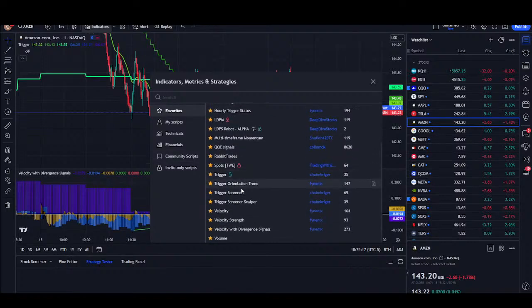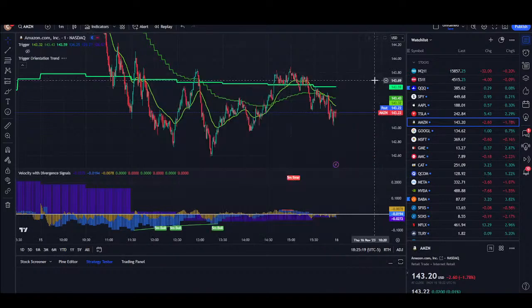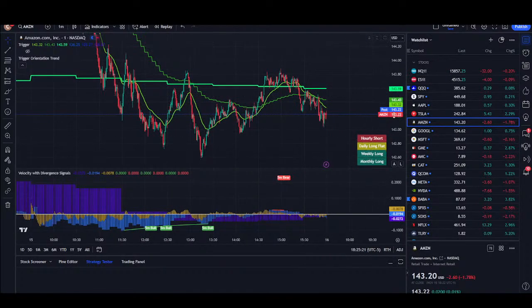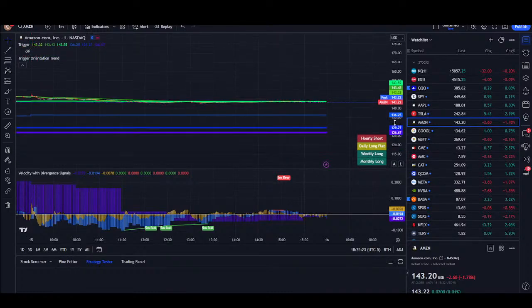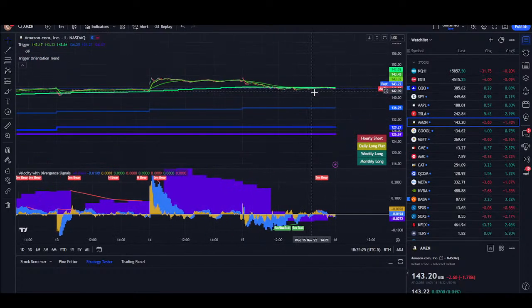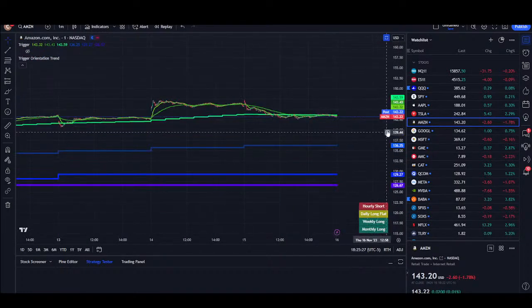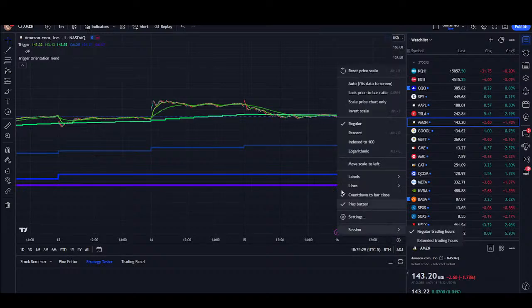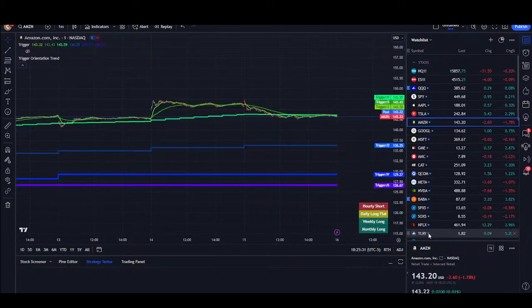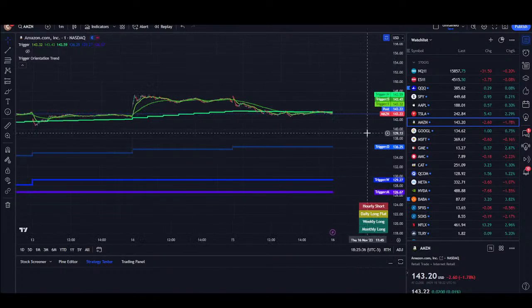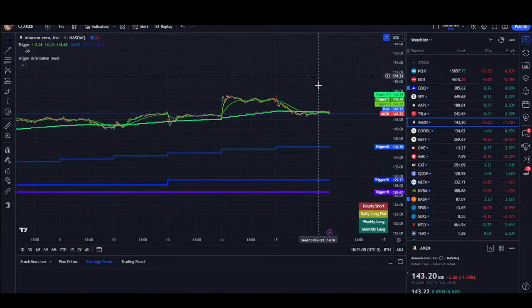Now, another helpful indicator is trigger orientation trend, and that's right here. And this will just give you the orientation. So when we look at the orientation, and by the way, for those of you that want the labels on the chart, simply go to settings, labels, indicator and financial name labels, and then you'll see where the triggers are and their prices.